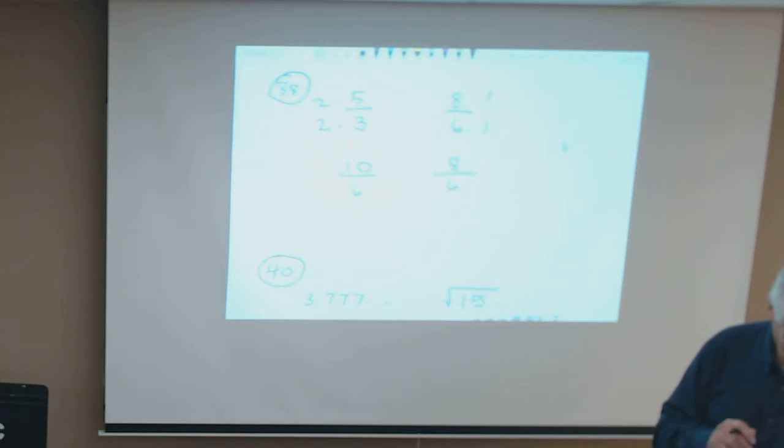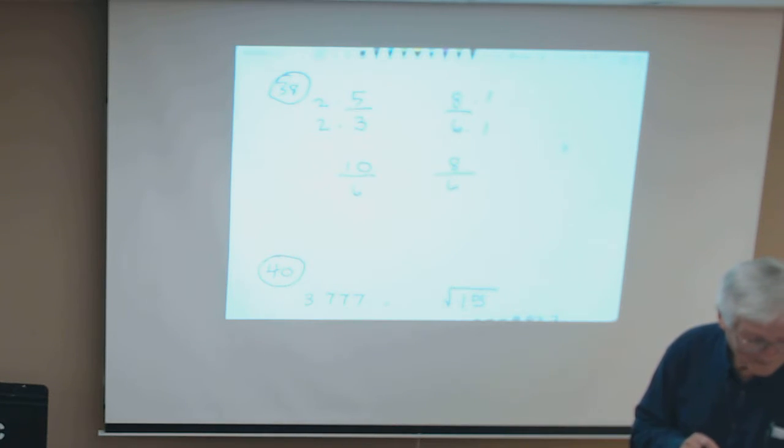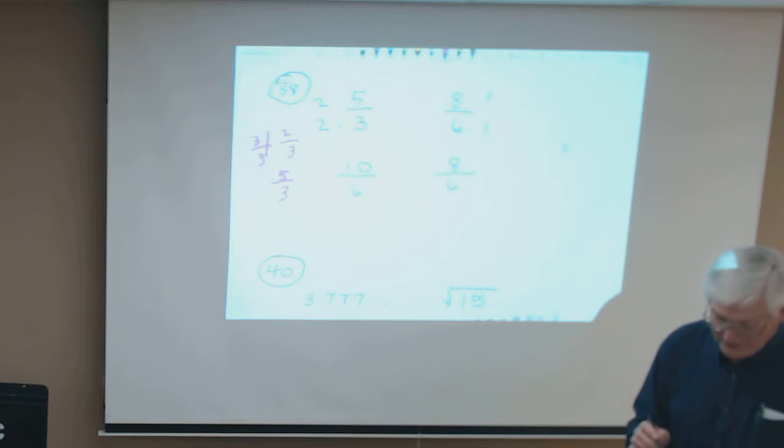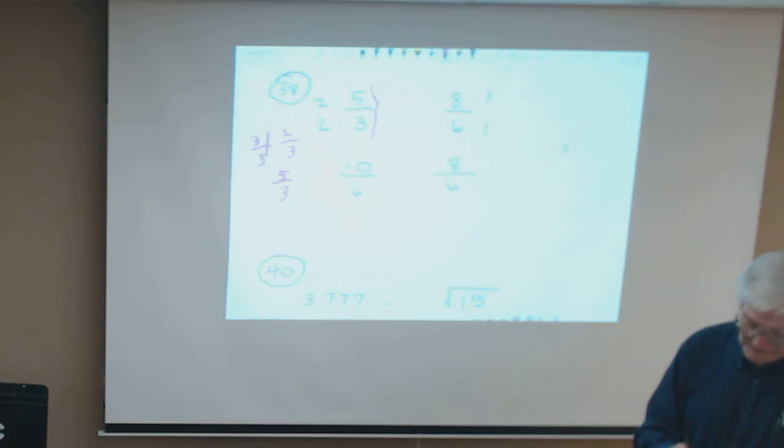Okay, number 38. Well, 38 says 1 2/3. Whoops, let's go to red. It says 1 2/3. But 1 is 3/3, isn't it? And 3/3 and 2/3 would be 5/3. Okay? So that's where I get the 5/3. And then, what else does 38 say? It says 8/6. So I've got 5/3 and 8/6.